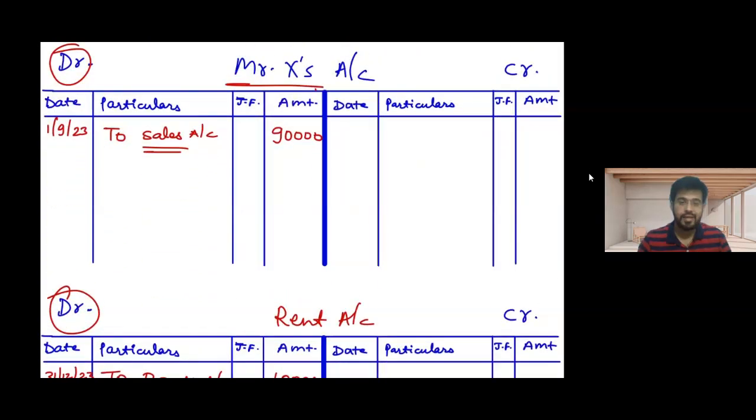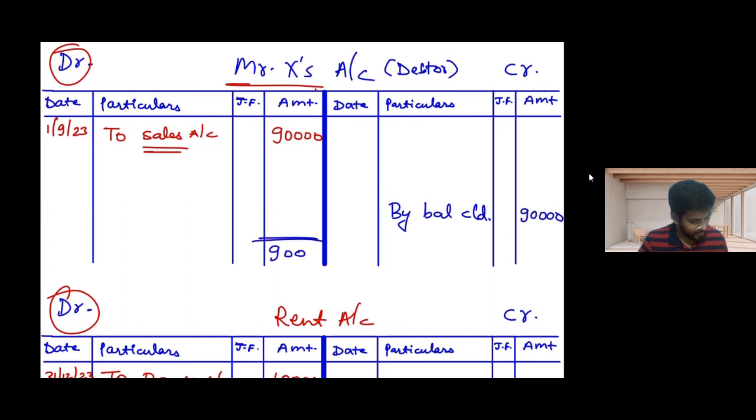Next, Mr. X. Who is Mr. X? He's the person to whom I have sold the goods, so he will pay me the money. So he's the debtor. He owes me money. He owes me money means he has to pay me money. I owe money means I have to pay money. Okay. So here this will be by balance carried down because it is a balance sheet item.